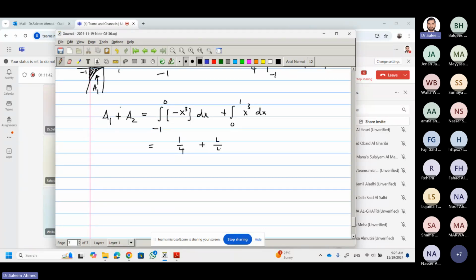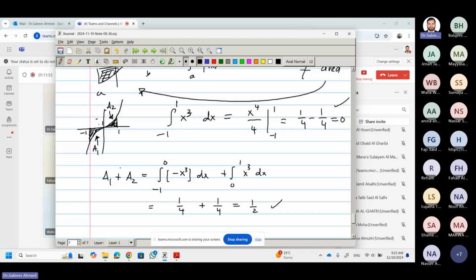This will become your area. That is 2 by 4, 1 by 2 is the answer. You can do that. I did it directly, but if you do, you will see that both will be 1 by 4. So this is the area actually. So the questions are different.